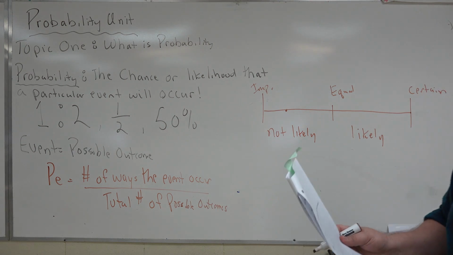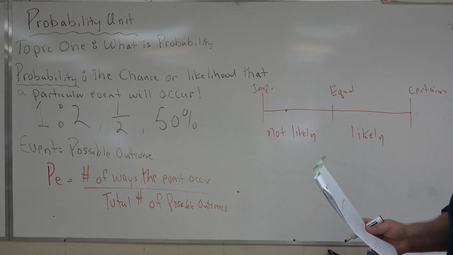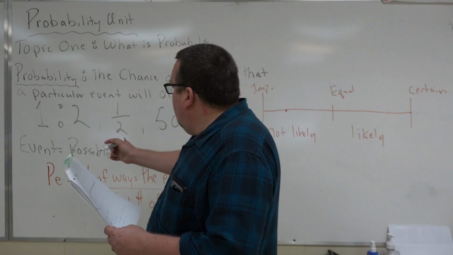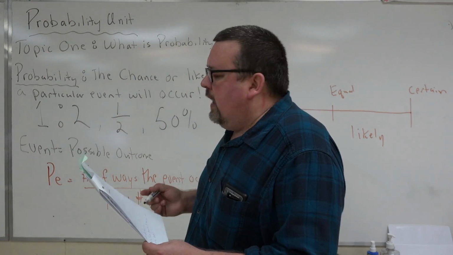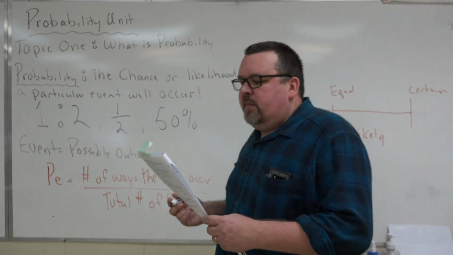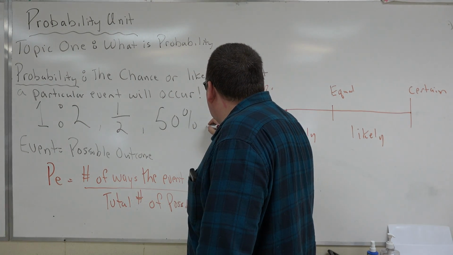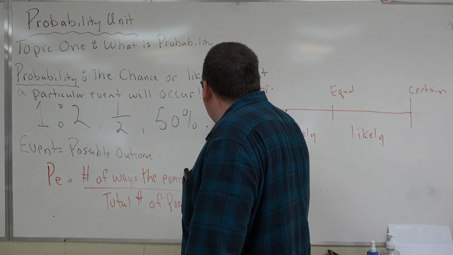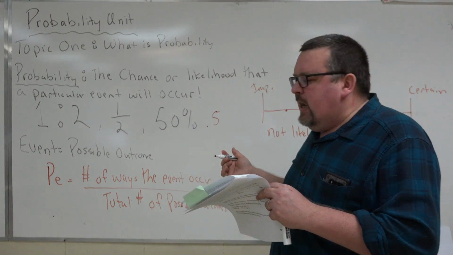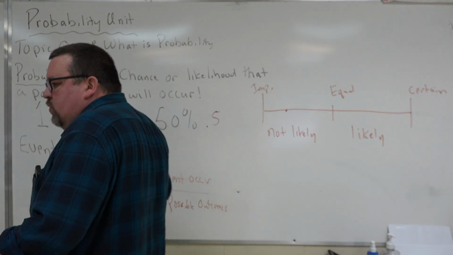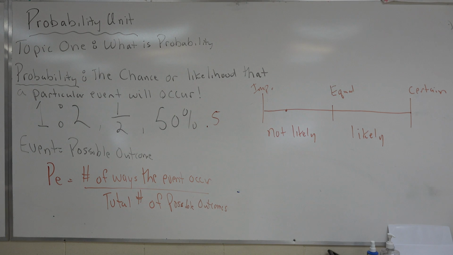Now, expressing probability can be done as a ratio, and I showed you that earlier today: 1 out of 2. As a fraction, 1 over 2. As a decimal, it could be 0.5. As a statement, it can be written out as 1 out of 2. And then there's some examples there.